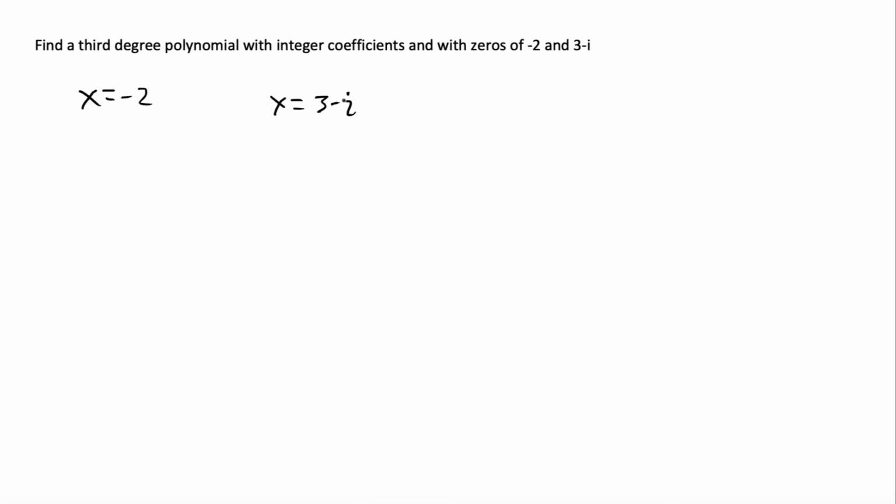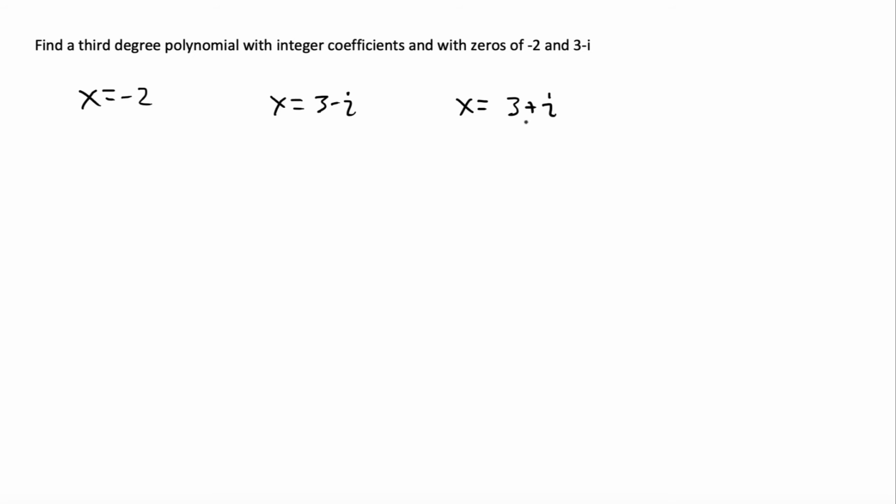And the key is that this is a complex solution, right? 3 minus i. And complex solutions and irrational solutions always come in pairs. They always come in conjugate pairs. So if 3 minus i is one of the answers, then we can rightfully conclude that 3 plus i is the other solution. So these are the three zeros.